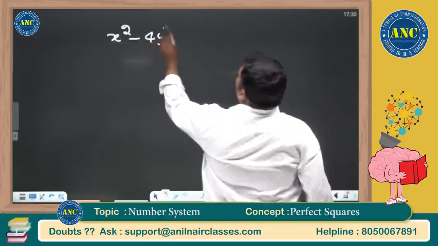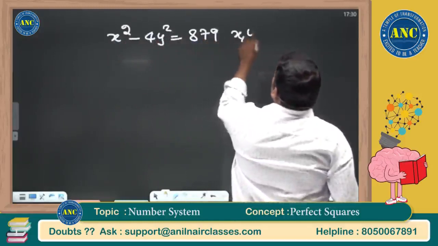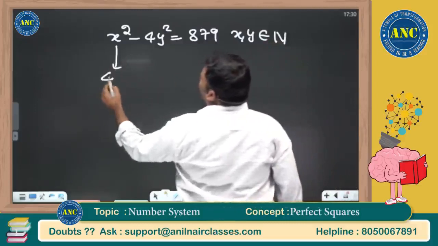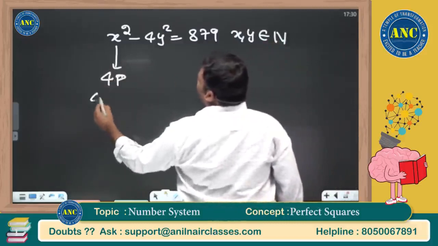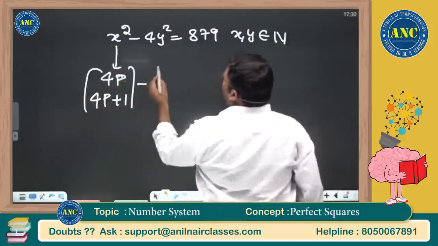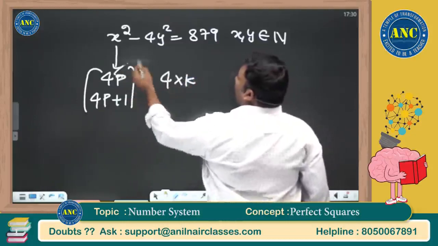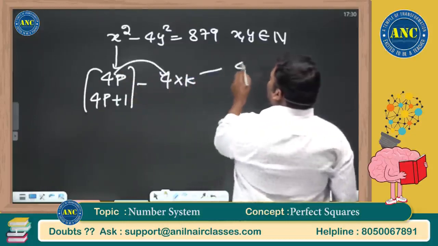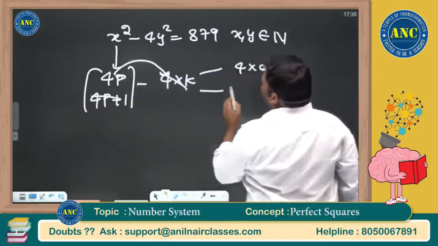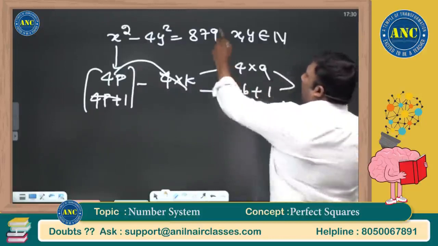x square minus 4y square. In case you are an ANIL NAIR student, immediately within 5 seconds you can solve the logic. x square is a perfect square. It is either 4p or 4p plus 1. Are you all with me? Minus 4 into any number, it is 4 into k. Both are divisible by 4. The answer should be divisible by 4 or give a remainder 1.